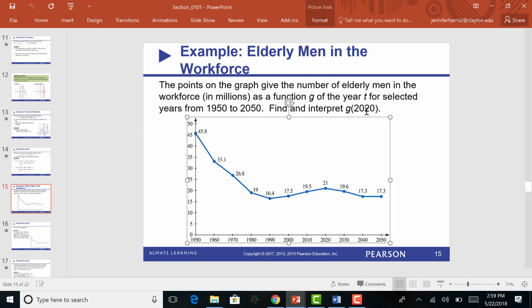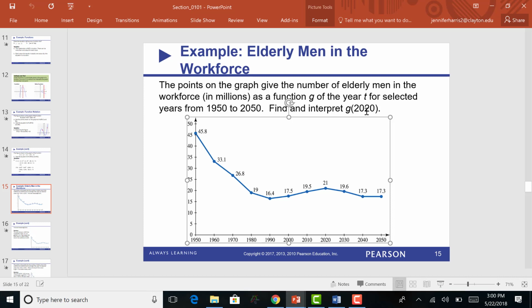So we have to put it in interval notation? No, when it says interpret, they want you to explain to me in English. If you had to tell your mama, your daddy, your auntie, uncle, what that means, what does G of 2020 mean? Now that you're looking at the graph, give me a verbal English statement in plain English. Thank you. In 2020, there were approximately 21 million elderly men in the workforce. Done.